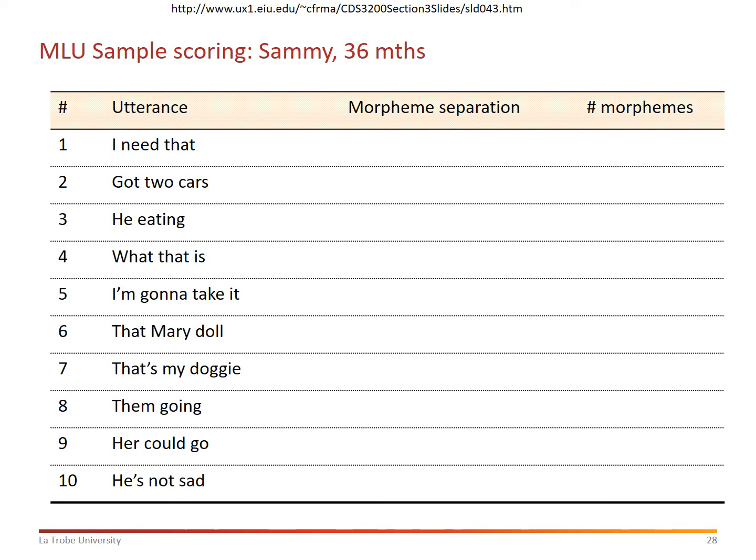So here's a chance for you to have a go at separating out utterances into their morphemes and counting the morphemes. In this first example, I've given you a model. So I've counted it as I need that, which is 3 morphemes, and I'd like you to now try the next 9. These are all fairly straightforward, and we've got some more complex examples on slides to come.